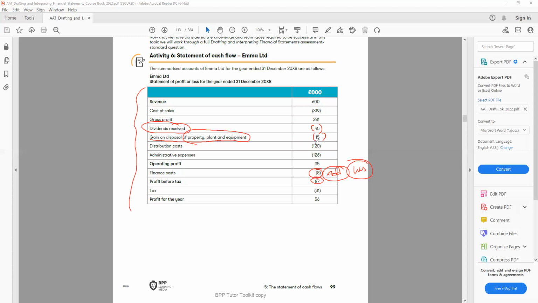And after that, we'll look for 3 more things. That is increase or decrease in receivables, increase or decrease of inventories, and increase or decrease of the trade payables. So that will be our main calculation for the operating activities. Anyway, let's have a look at the question in full.